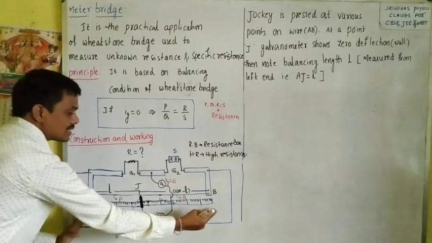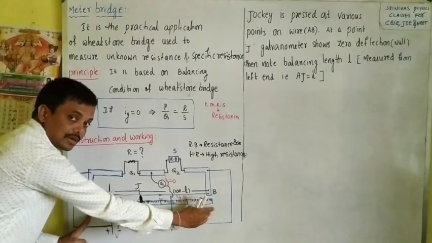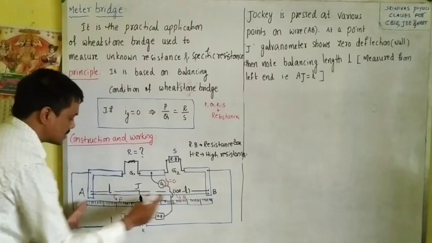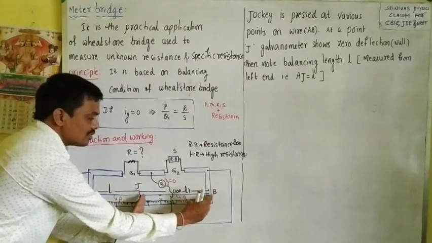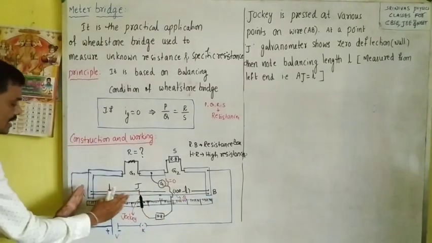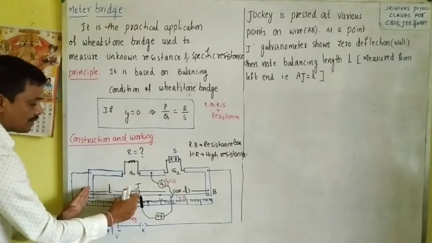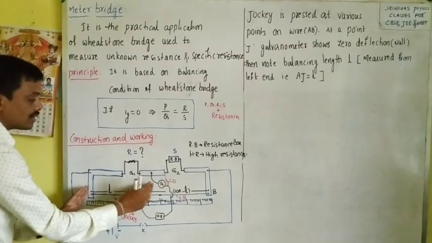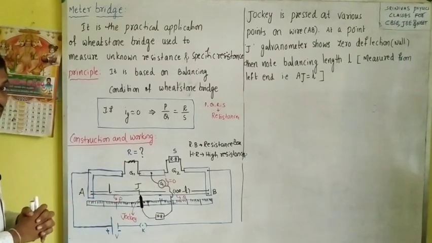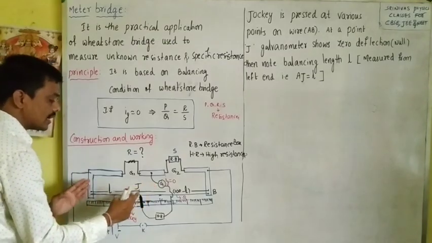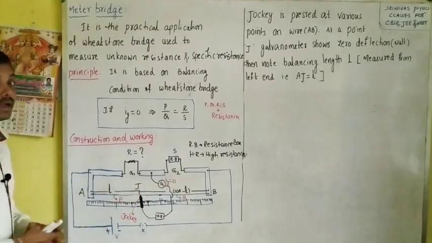This total length is 100 centimeters. A meter bridge has 1 meter length, which means 100 centimeters. This is L, and this will become 100 minus L. This L is called the balancing length because at this length, when you place the jockey, the galvanometer shows zero deflection. That means the bridge is balanced. When the bridge is balanced, the length is said to be the balancing length.